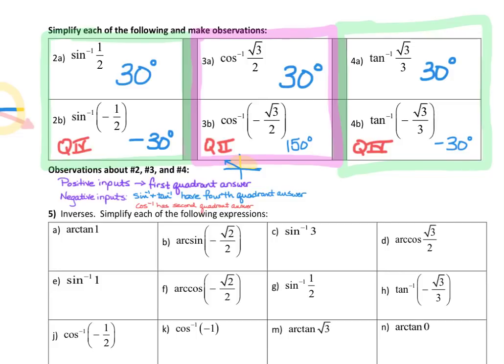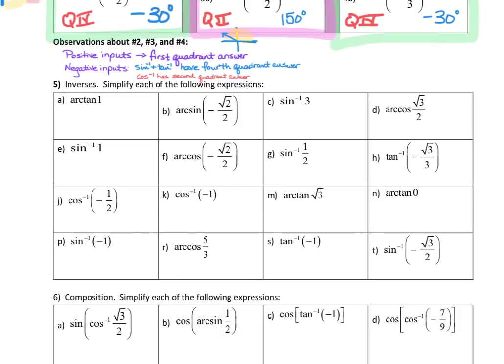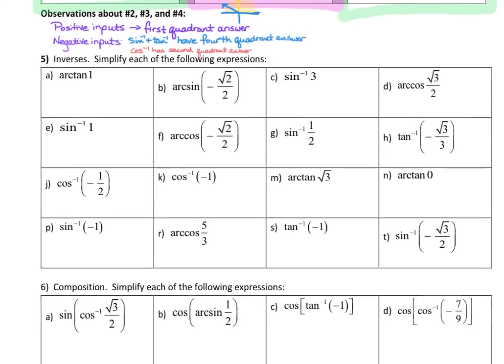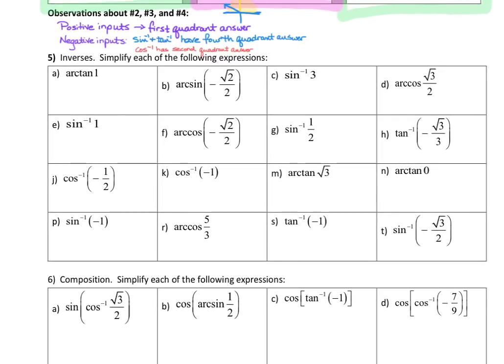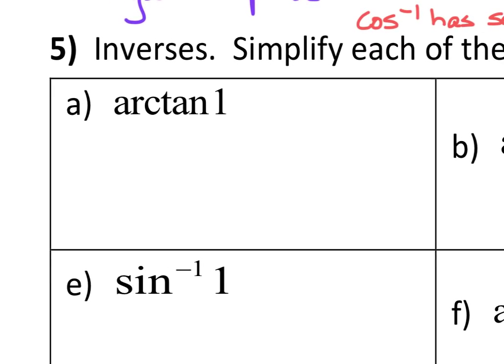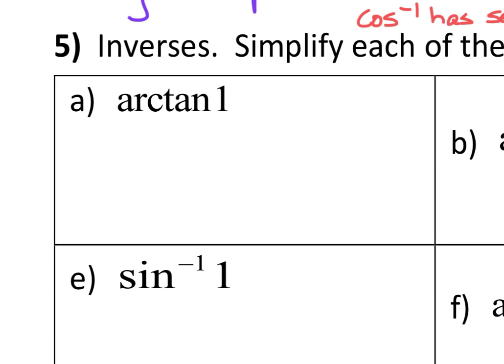Now, in number 5, this is straight practice with using the inverse functions for computation. And so I'm just going to talk you quickly through these. Inverse tangent or arctangent of 1, when the input is 1 for tangent, remember that you're asking yourself tangent of what angle would give you 1. Because 1 is a positive number, we're talking about the first quadrant, and so your answer will be 45 degrees.